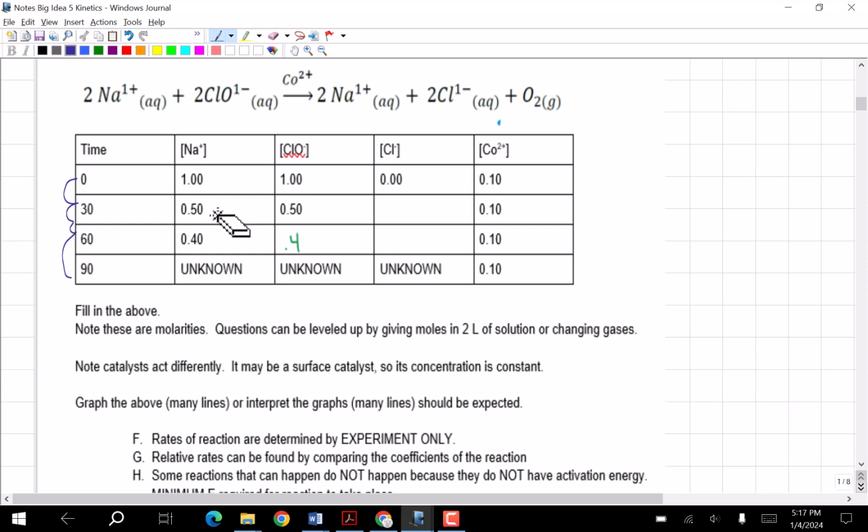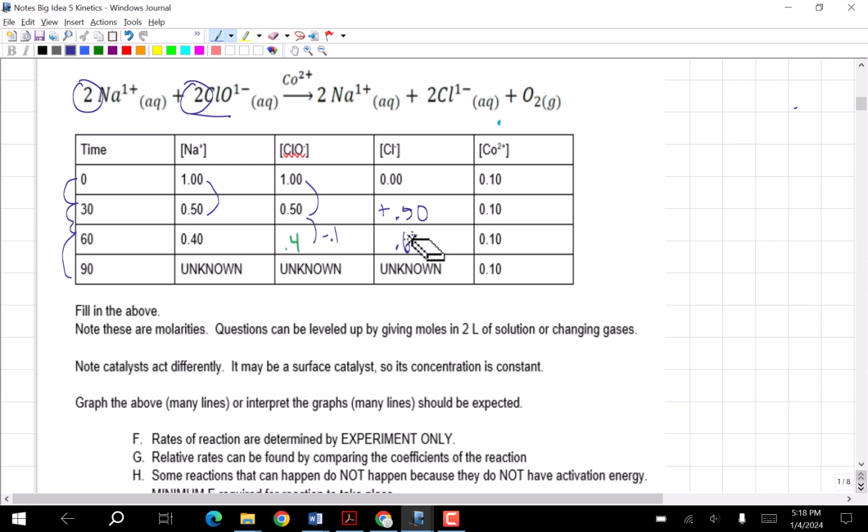So let's see what we can fill in here. Okay, so Na goes from 0 to 0.5. So ClO negative is going to go down by the same amount because they have the same coefficients. Cl negative will go up by the same amount this went down. This is positive 0.50. And then this one, well, again, the change here is negative 0.1. So this is going to be positive 0.1.